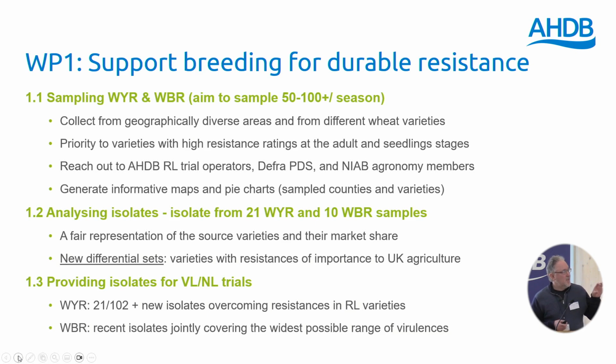And those isolates will be then tested against completely new differential sets for wheat yellow rust and wheat brown rust to reflect the importance of delivery for the levy payers. And I will touch on that on the next slide. We will also keep providing isolates for RL and VL trials. And the idea is that we provide 3 isolates that would jointly cover the widest possible range of virulences for testing.